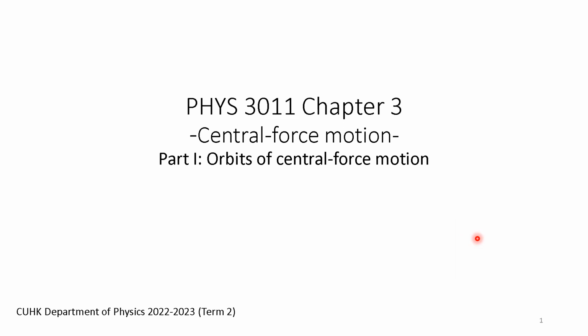So now we'll start chapter 3. This chapter 3 is about the so-called central force motion. What we will essentially be talking about, as I also just mentioned, is a planet orbiting around a star, that type of motion. In this case, we have a very special property for the force that we are going to deal with, which we call a central force.